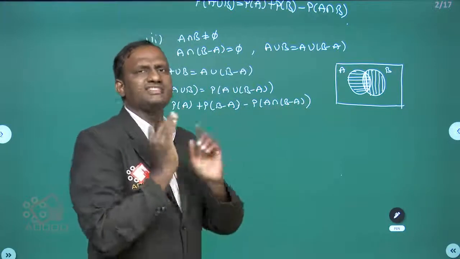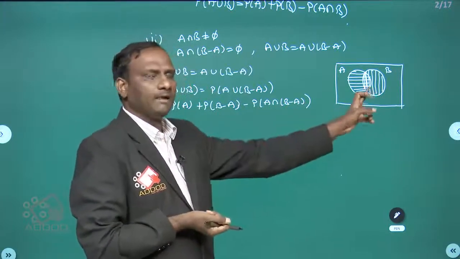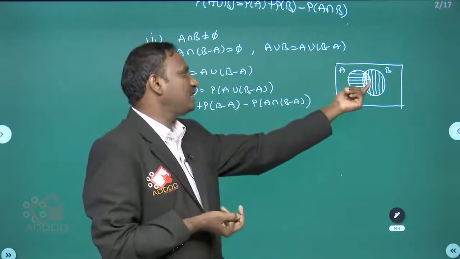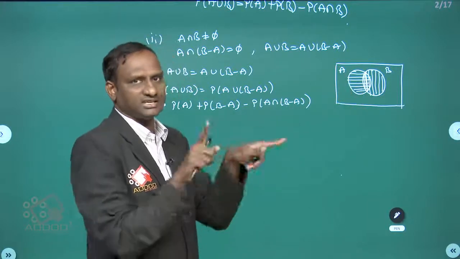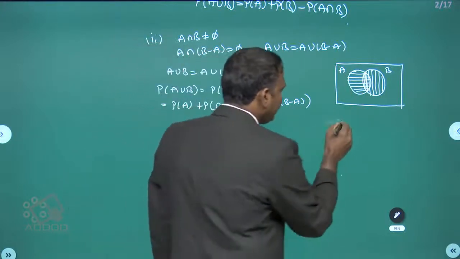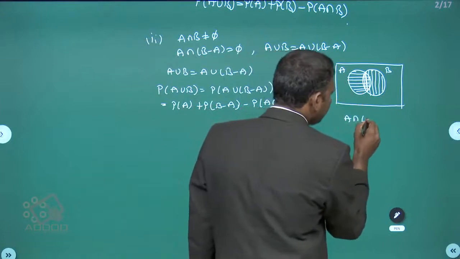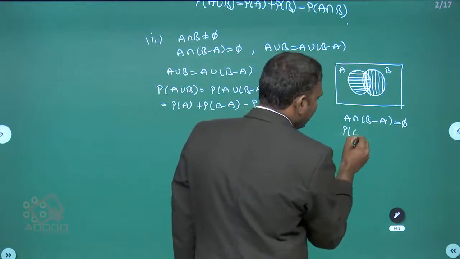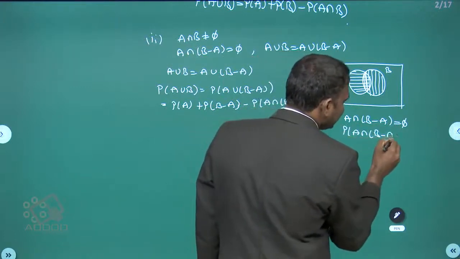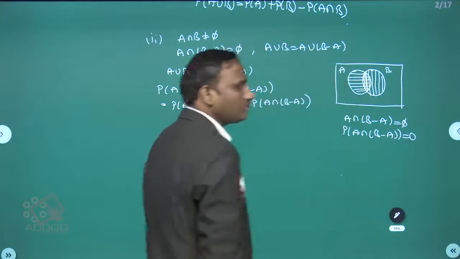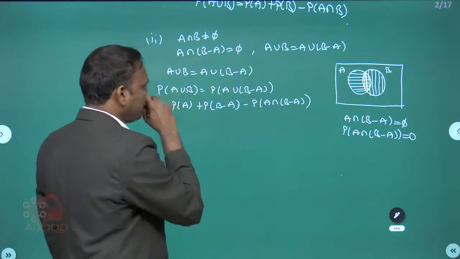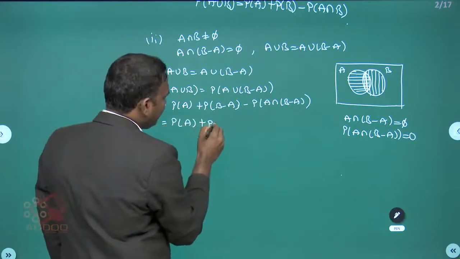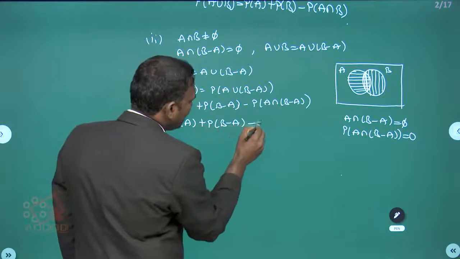Just now we discussed B minus A. What is B minus A? B minus A is only vertical lines. A intersection (B minus A), nothing is in common, because the A part is the shaded region, boxes. So A intersection (B minus A) is equal to empty, so P of A intersection (B minus A) will become 0. Replacing that value, this is equal to P of A plus P of B minus A, minus 0.